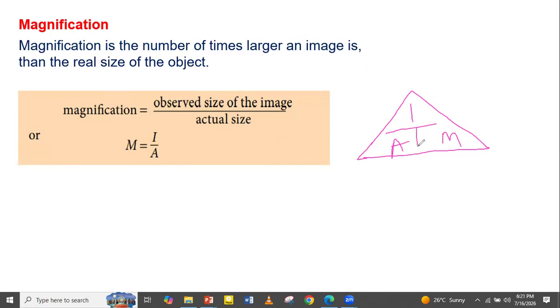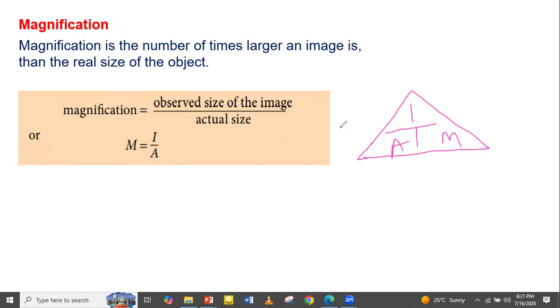So this can help me get the formulae of whichever calculation I'm asked of. For example, if I'm looking for magnification, I cancel out the magnification, and you can see that I remain with image over actual. So magnification is equivalent to image over actual. That is the formula you will use to get magnification.